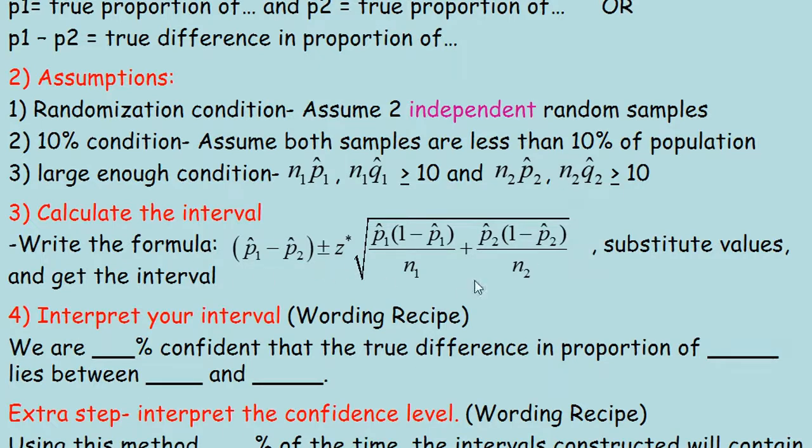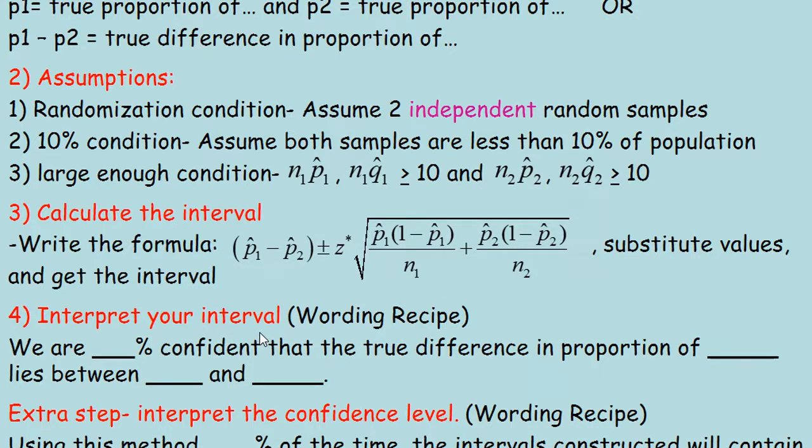Step 3 is the formula. So here's another formula you're going to have to memorize because they're not on the formula sheet. So this is the new formula for the interval. Instead of just having one proportion, now you have the difference between p1 and p2. So the difference between your proportions, plus or minus, z star is still going to be the same thing. And now for the standard deviation, you have this big mess here, the square root of all that stuff. We'll do an example in a minute. And then the rest is the same.